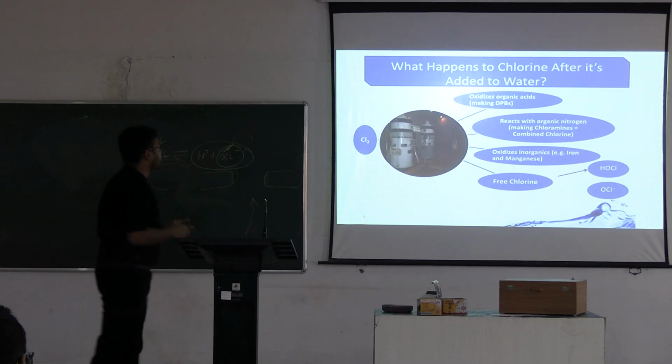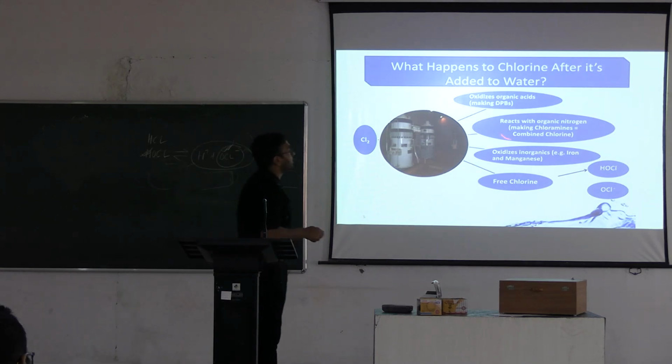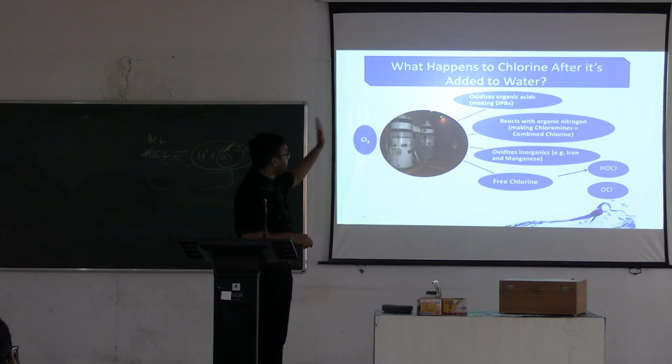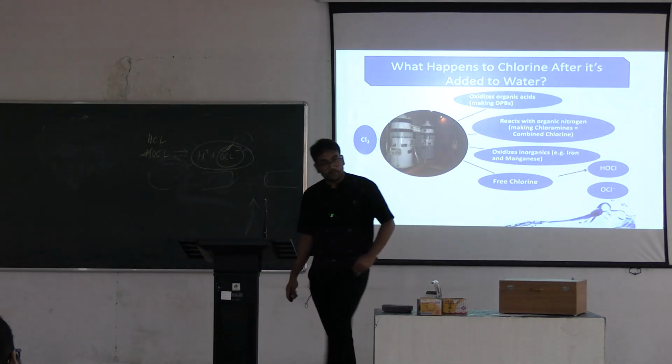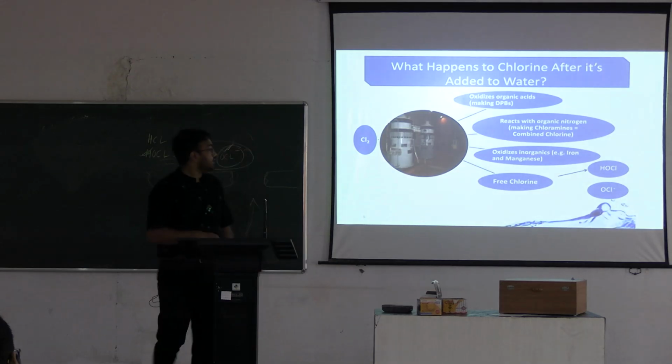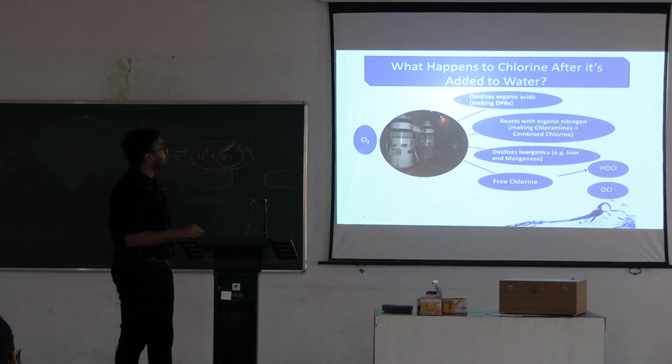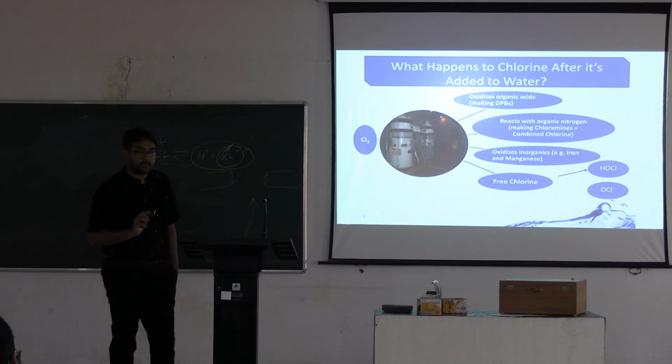So when we give chlorine, part of the chlorine will be consumed here, part will be consumed here, and part will be consumed here. Once this is done, there will be some free chlorine remaining. These are very, very minimal amounts. This and this are usually very minimal amounts.